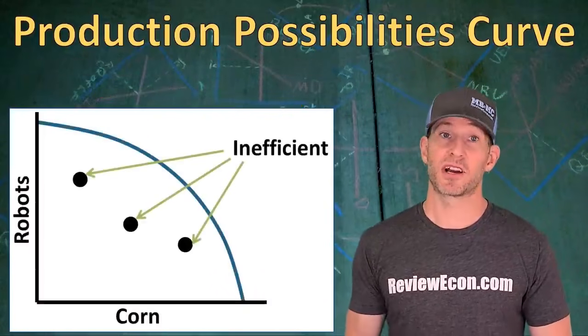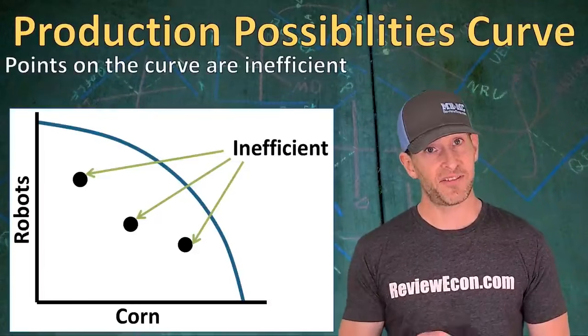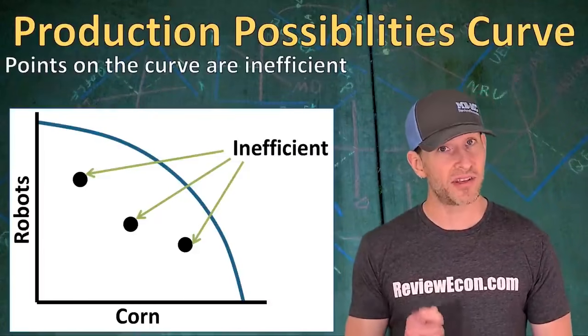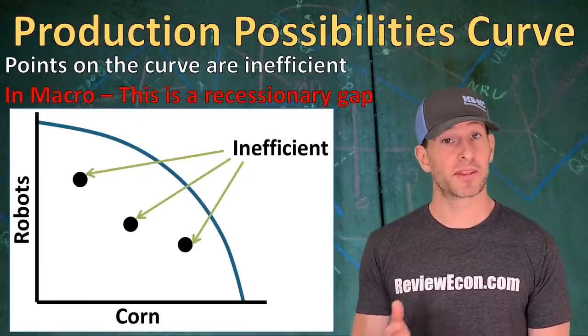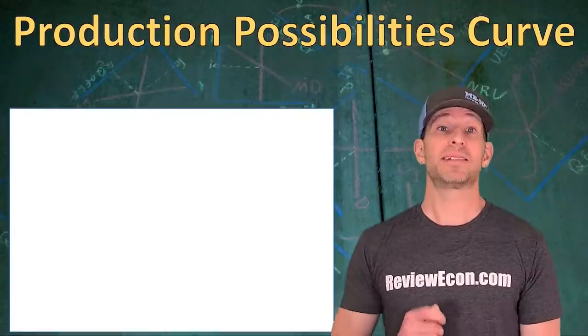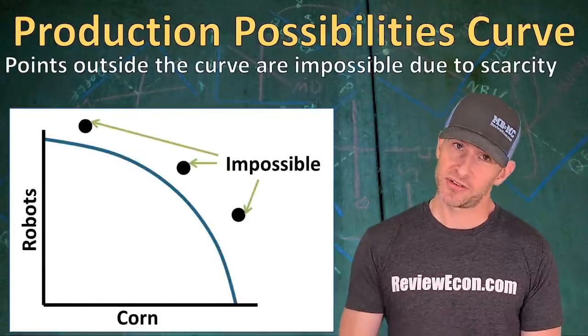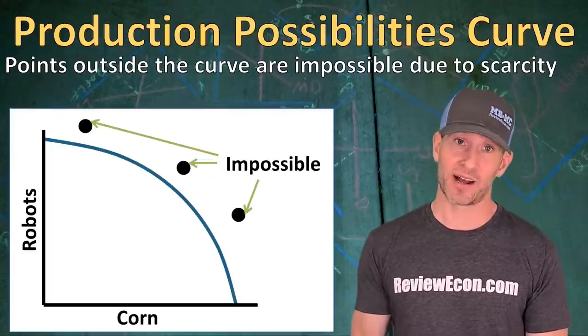If you see levels of production that are within the production possibilities curve, that is an indication of inefficient use of resources. Some resources are sitting idle and not being used to their maximum potential. In macroeconomics, we see that as a recessionary gap with lots of workers who are unemployed. Points outside the curve are impossible because of scarcity. We do not have the resources to produce an unlimited amount of corn and robots at the same time.